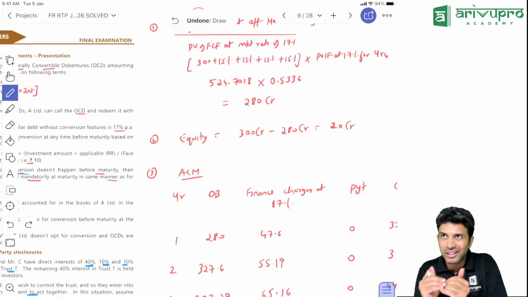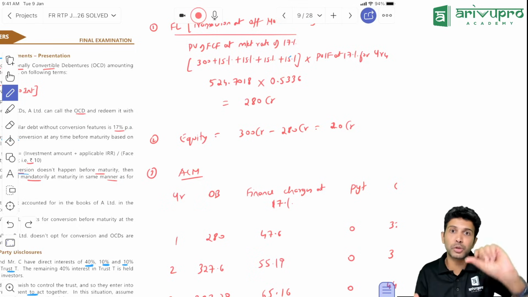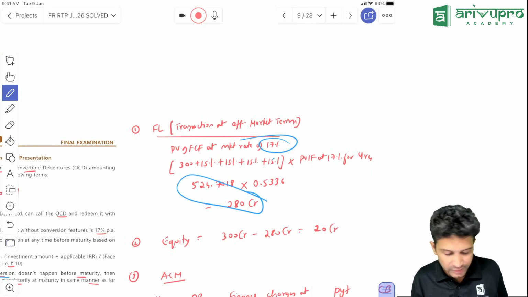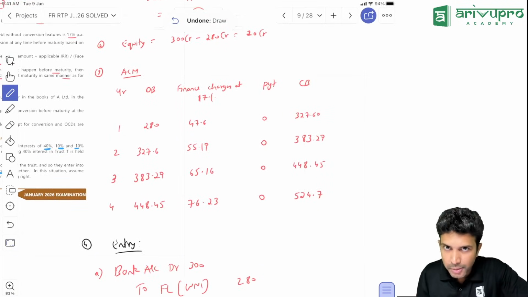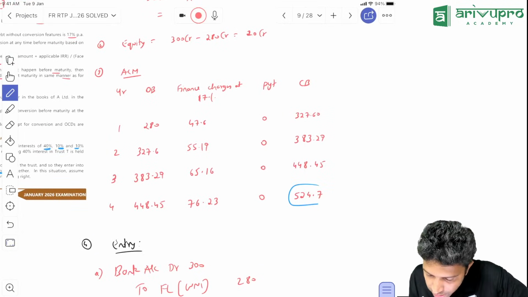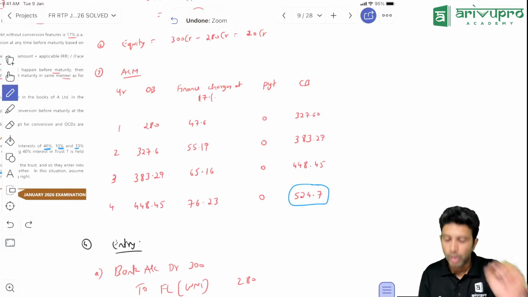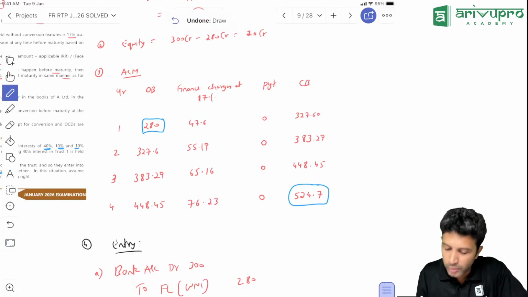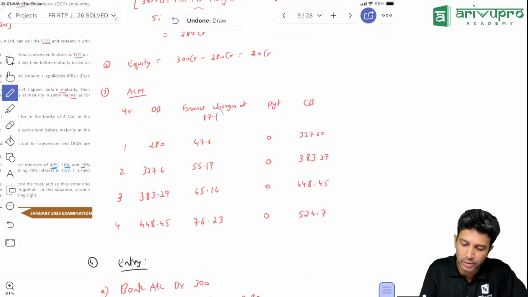IRR means a rate at which the present value of cash inflow and the present value of cash outflow should be the same. These two will become the same only at 17%. If you want to check, take 17% and put up the amortised cost table for 4 years. In the 4th year, what is the closing balance you are getting? 524.7. That is what you are showing here. Only at 17% will the present value of cash inflow be equal to the present value of cash outflow. So book finance charges at 17% only.